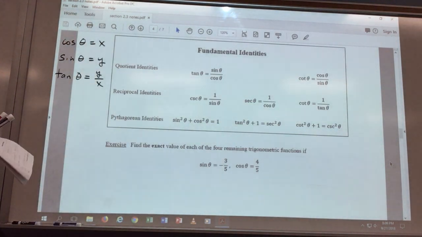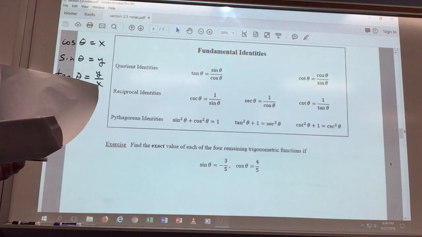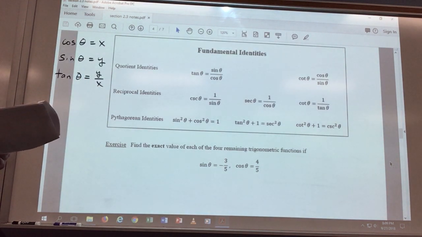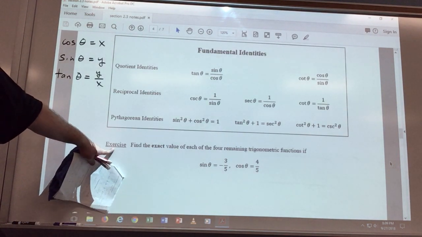So those fundamental identities, again, have to be memorized for exam 1, along with all the other stuff you've got to memorize. Okay? So we're going to pause right here, and in the next video, we'll start with this exercise right here. Okay?